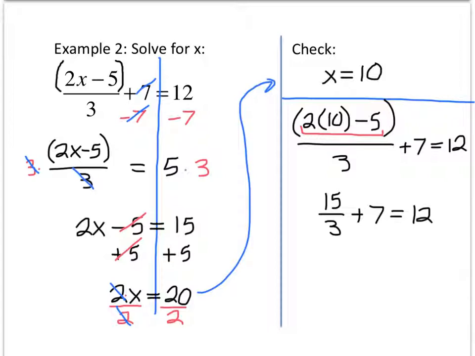Now here I'm going to do the division before I do the addition following the order of operations, leaving me with 15 divided by 3, which is 5 plus 7, and I confirm that that does equal 12. So we know we did this right.